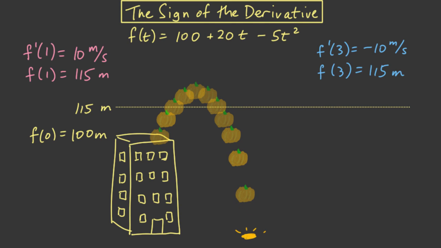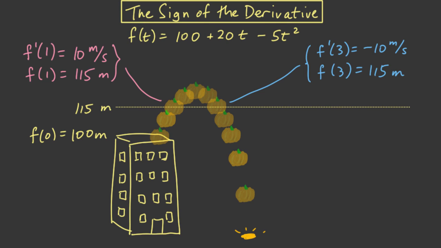So f prime of 1 is positive because it's measuring the instantaneous velocity when the pumpkin is moving upwards, or in other words, the height, f, is increasing. Whereas f prime of 3 is negative because it's measuring an instantaneous velocity at a time when f is decreasing. The height is going down.